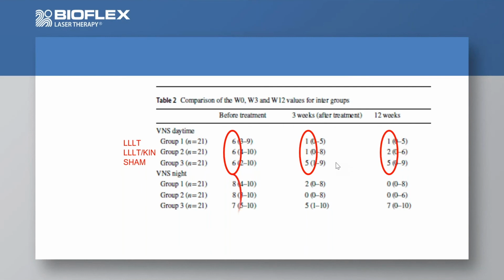They also did a visual analog scale for nighttime pain, which again makes sense. It's a little bit worse in these patients at baseline, and you can see quite a dramatic decrease with laser and/or kinesiotape, a much less decline with the sham laser. And then you can see the nighttime pain actually completely disappeared by 12 weeks in the first two groups and was still prevalent to a high degree in the sham group.